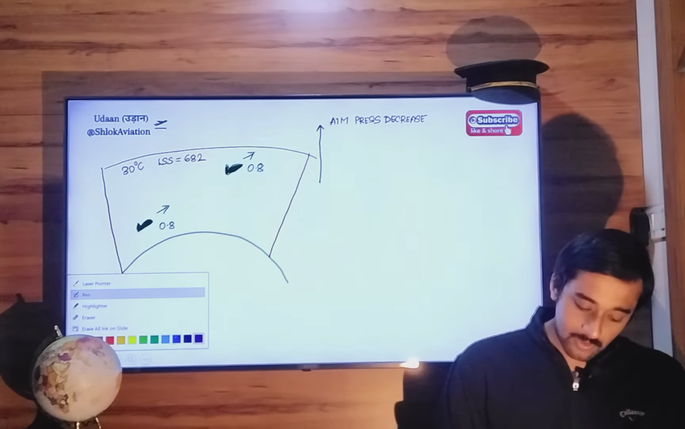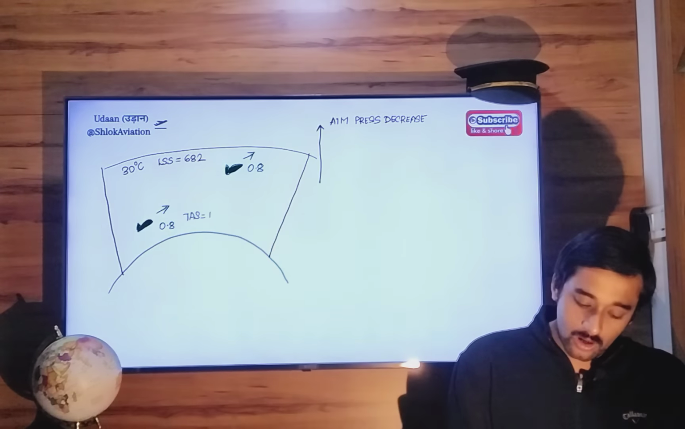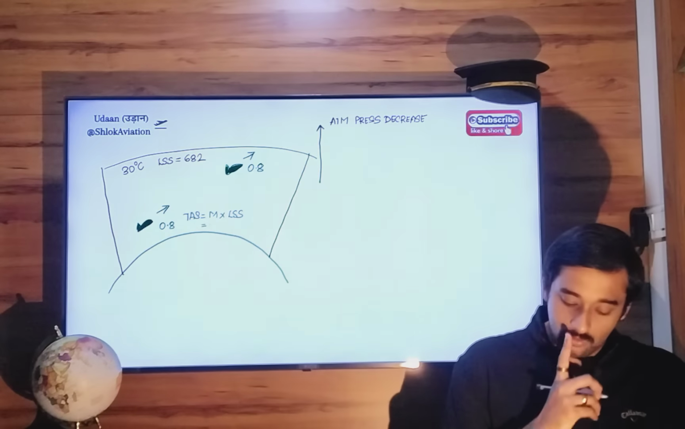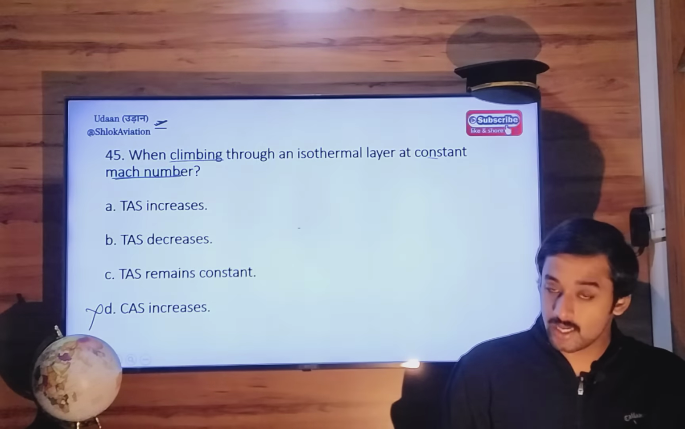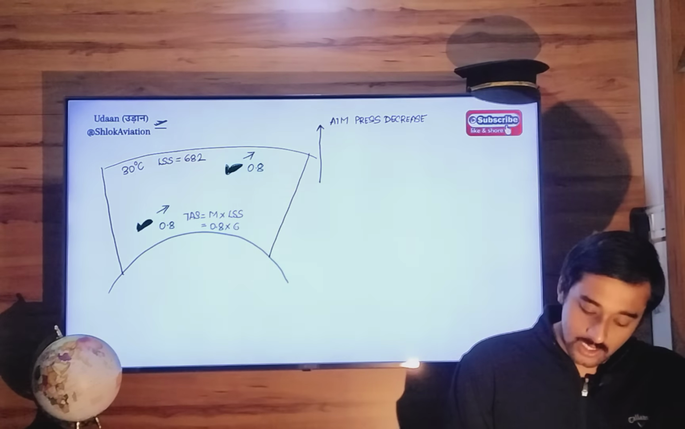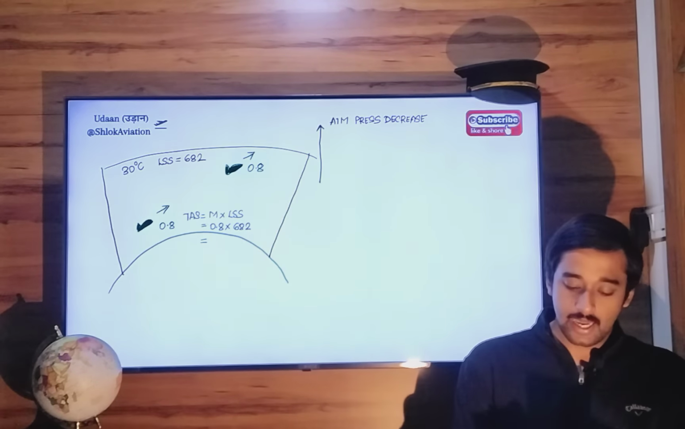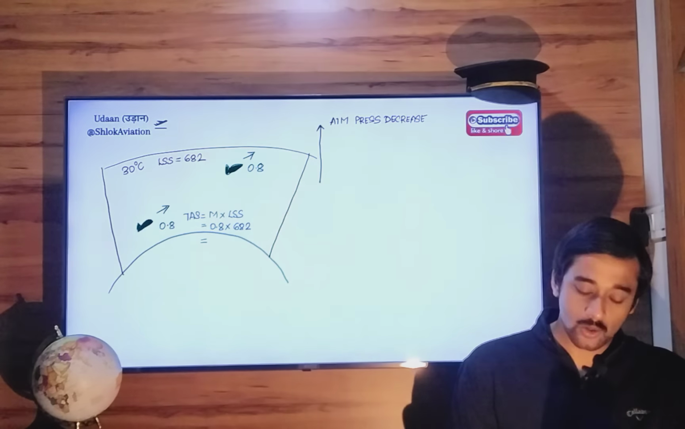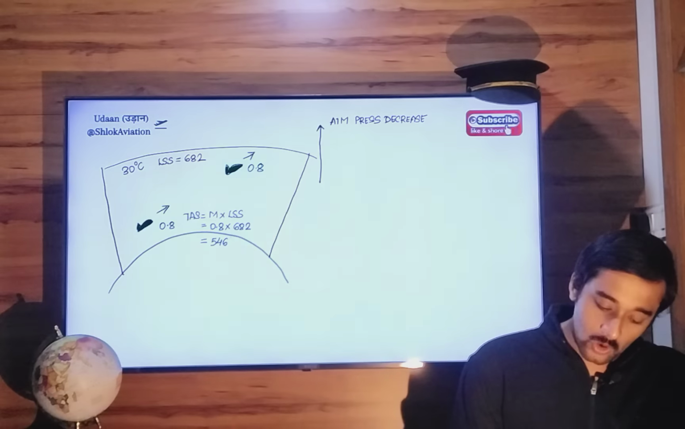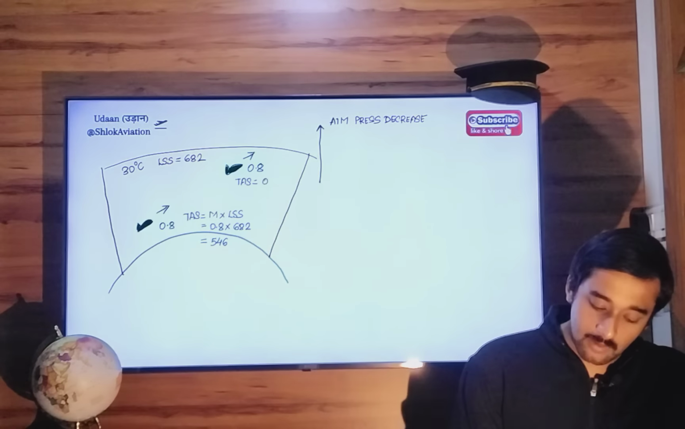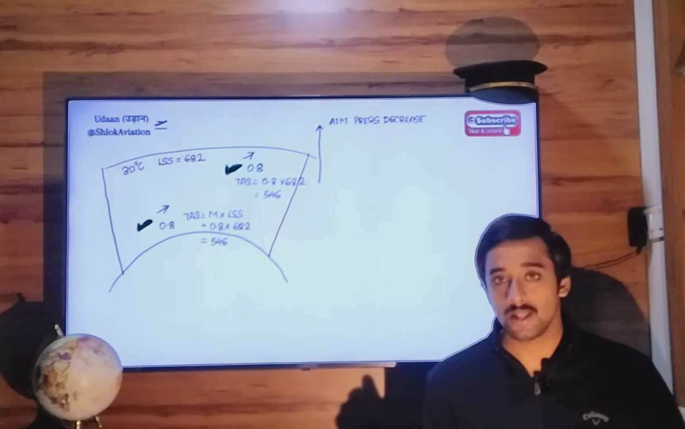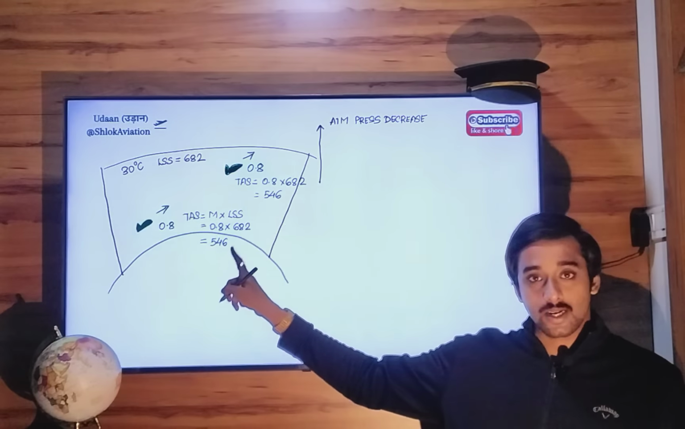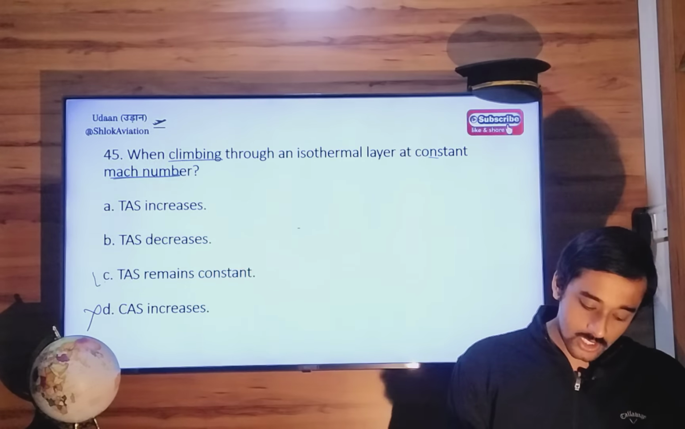Now let's calculate true airspeed at this position, which is Mach number multiplied by local speed of sound. What is Mach number? 0.8. What is local speed of sound? Since it's an isothermal layer, local speed of sound is going to remain constant, 682. So 0.8 times 682 is 546. Over here, TAS is again Mach number multiplied by 682, the same value, 546. So what will happen to true airspeed as you climb at constant Mach number in an isothermal layer? True airspeed will remain constant. So the correct answer is option Charlie. Simple.